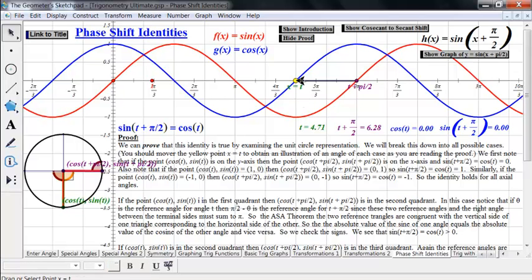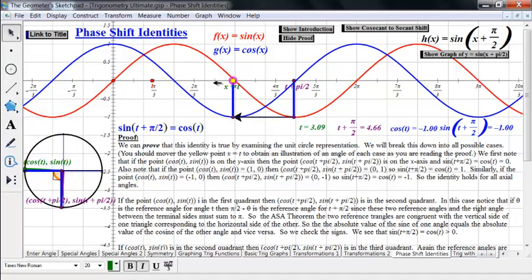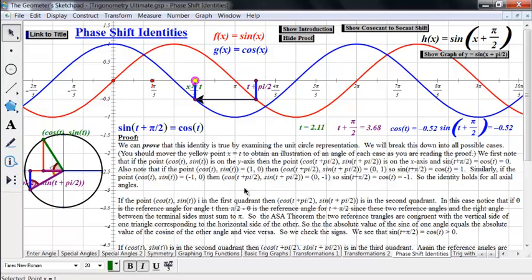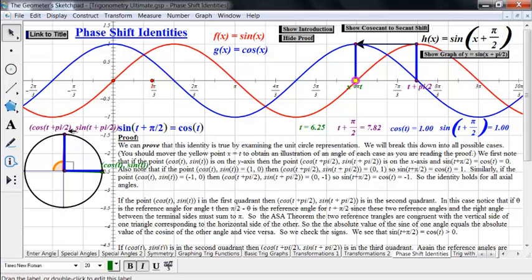Now let's look at what happens next if it is at the point 1, 0. That would happen when t is 0, or at 2 pi, or 4 pi, and so forth. If this point here is at 1, 0, then this point up here that's pi over 2 ahead of it is going to be at 0, 1, and we see the sine of the one up here on the y-axis is 1, and the cosine of the one down here is 1. So they're both the same.